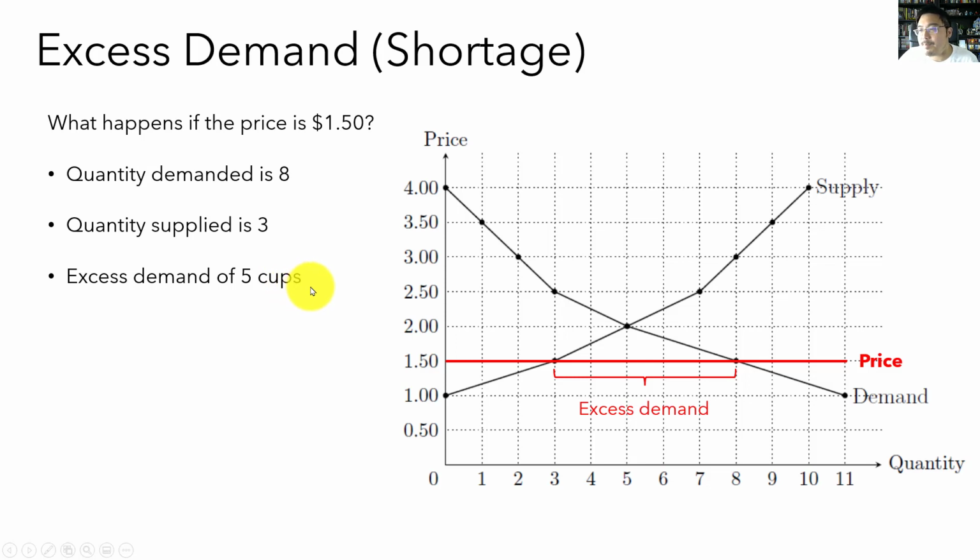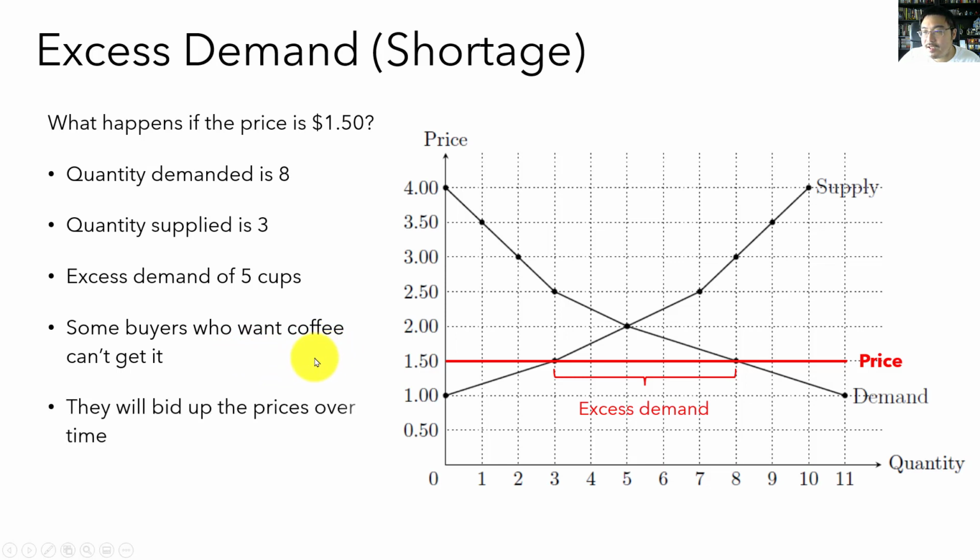And so what do you think is going to happen when there's an excess demand of 5 cups of coffee? What that means is some buyers who want coffee can't get it, right? So you might have a situation where people actually have to start to line up for coffee, and then they don't get the coffee unless they are lucky enough to show up to the line first. What's going to happen when there is this shortage of coffee, right? The prices are going to be bid up over time because buyers are going to realize that for them, in order to guarantee that they get a cup of coffee, they might have to offer a higher price than what the current market price is.